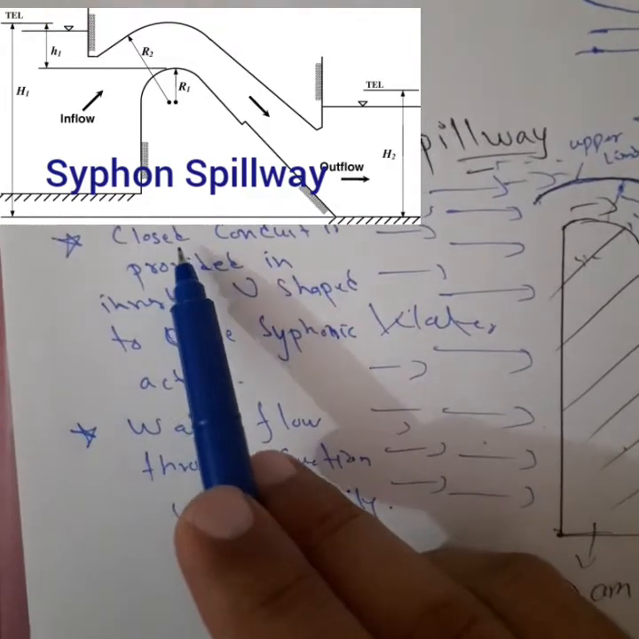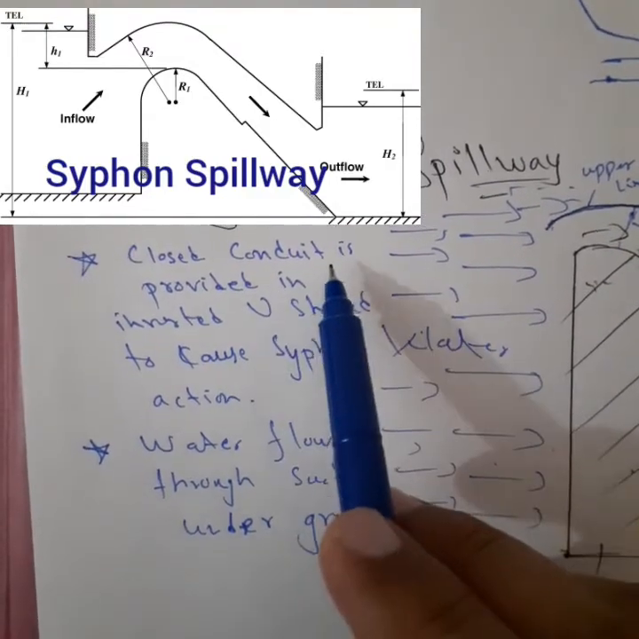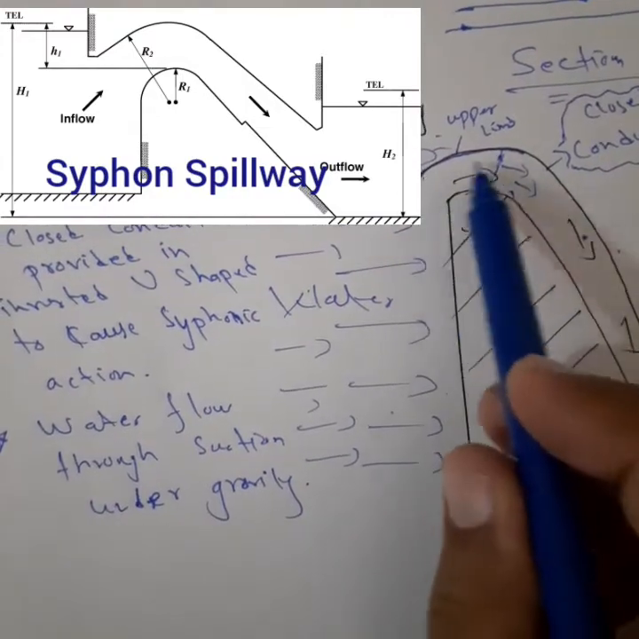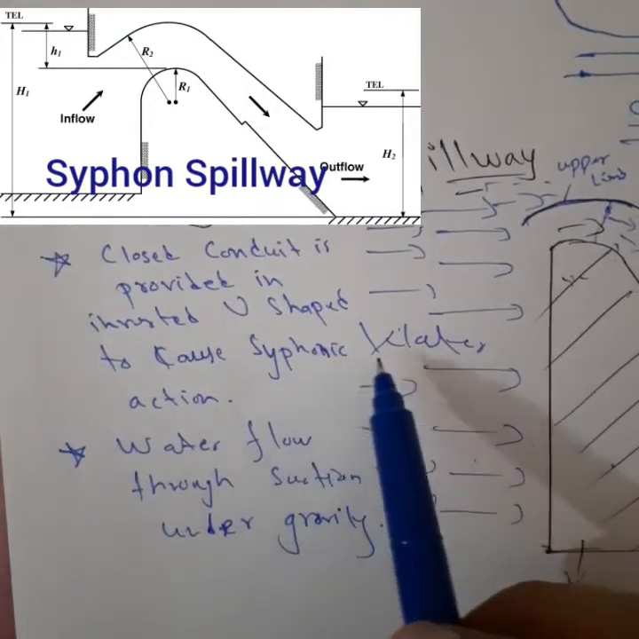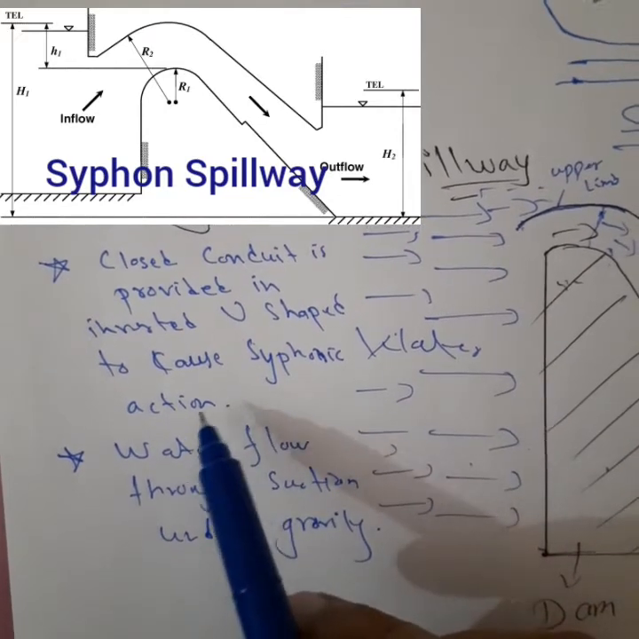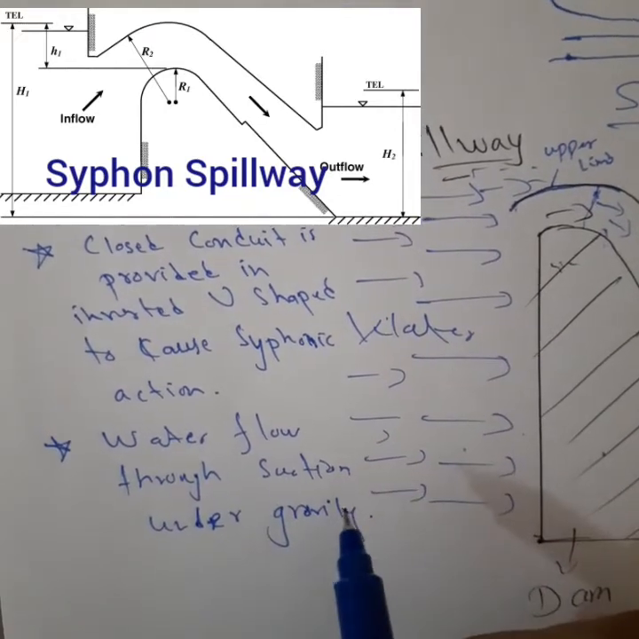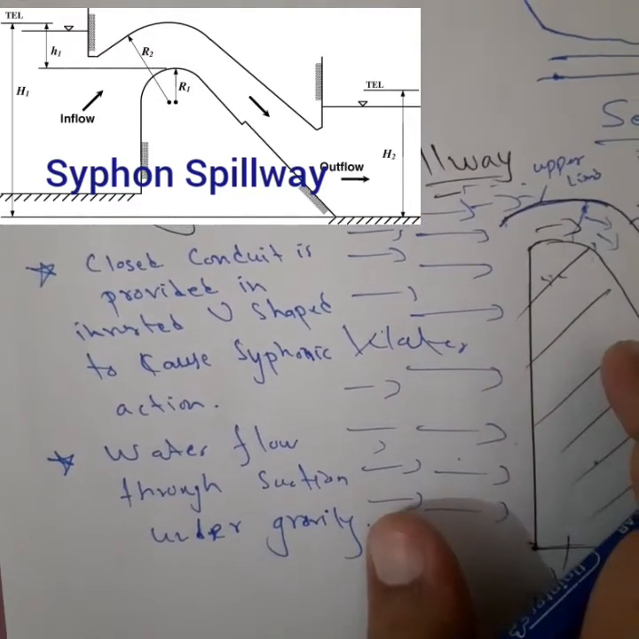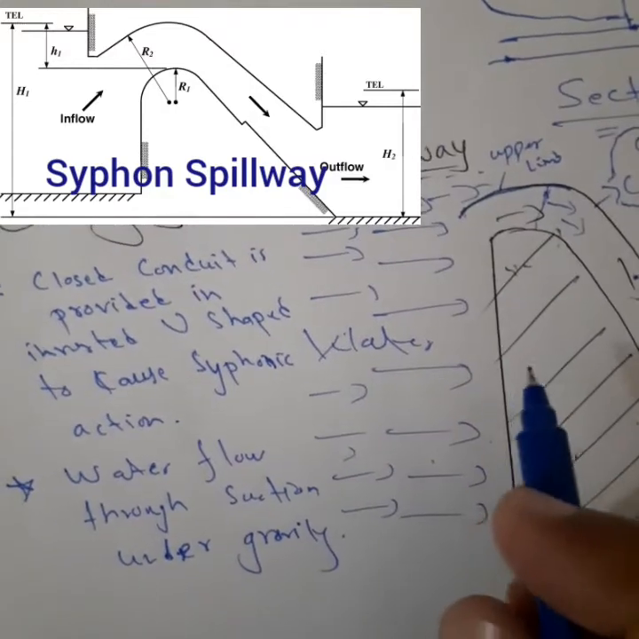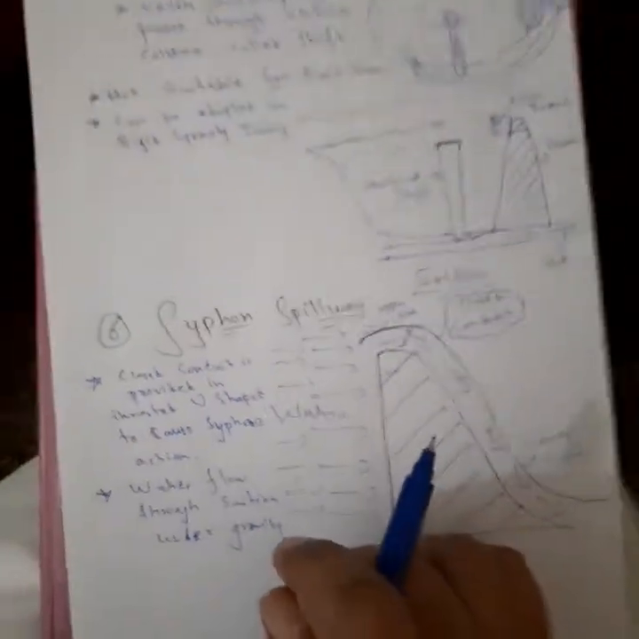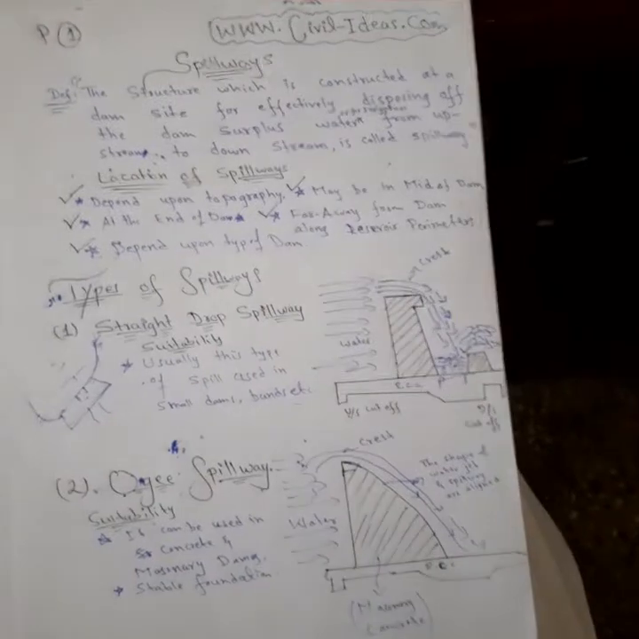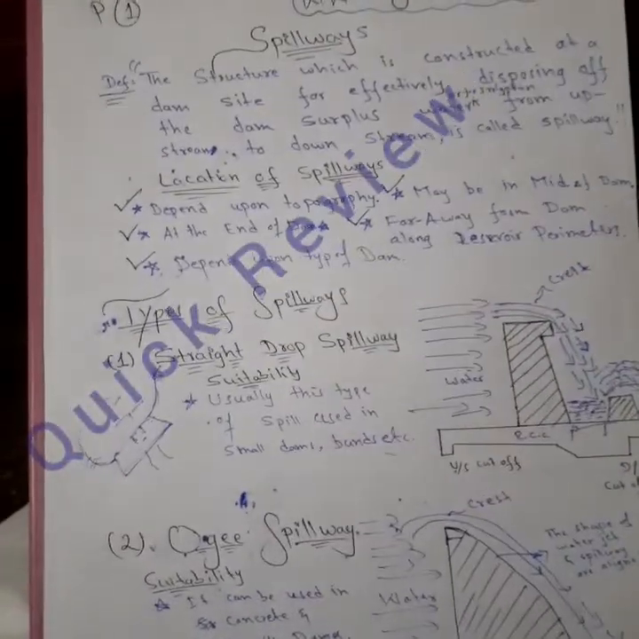The next one is a closed conduit provided in an inverted U shape. This is the inverted U shape, and it causes siphonic water action, with water flowing under gravity. So in such a spillway, the water flows under the suction of gravity. So these are the six types, and let's take a clear review of the spillways and their types.